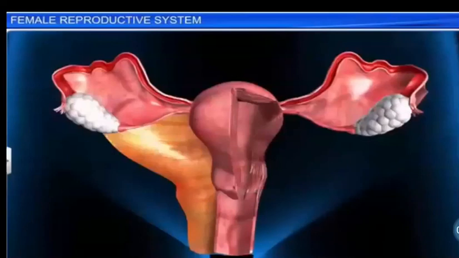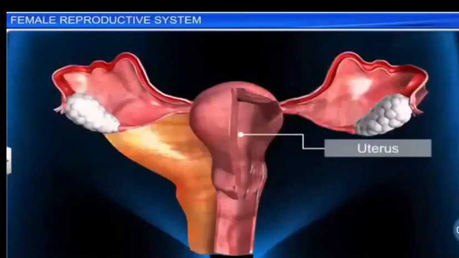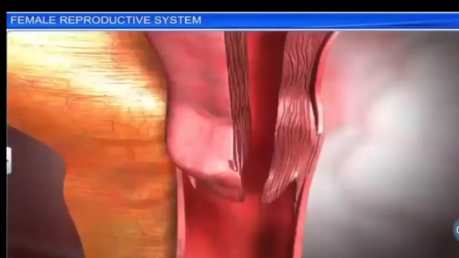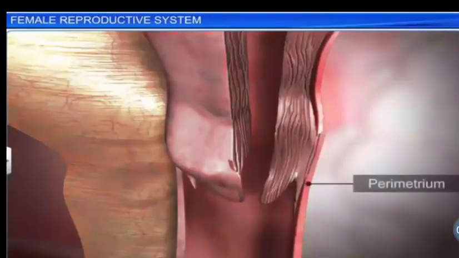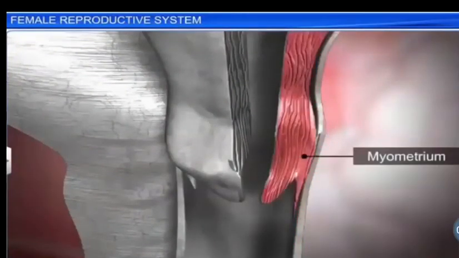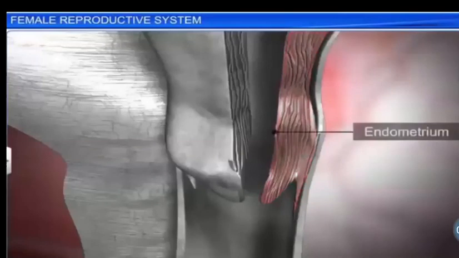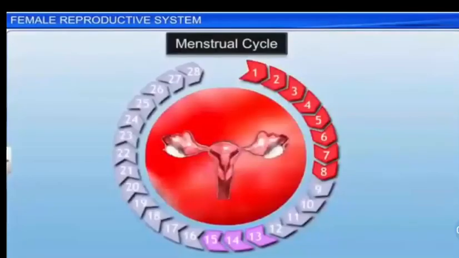The wall of the uterus is made up of 3 layers of tissue. The outer thin membranous layer is called perimetrium. The middle thick layer of smooth muscular tissue is called myometrium. It helps during delivery by producing strong contractions. The inner glandular layer is called endometrium and it undergoes cyclical changes during the menstrual cycle.